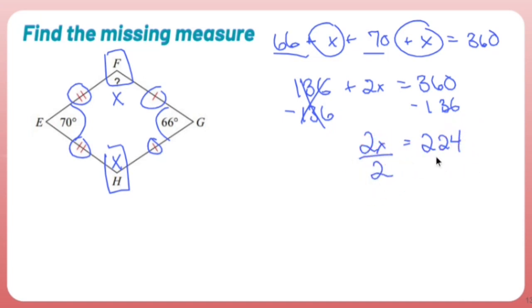Divide both sides by 2, and x equals 112. Now, we want to find out the measure of angle F. We called the measure of angle F x. So, the measure of angle F is x, which means it's 112 degrees.